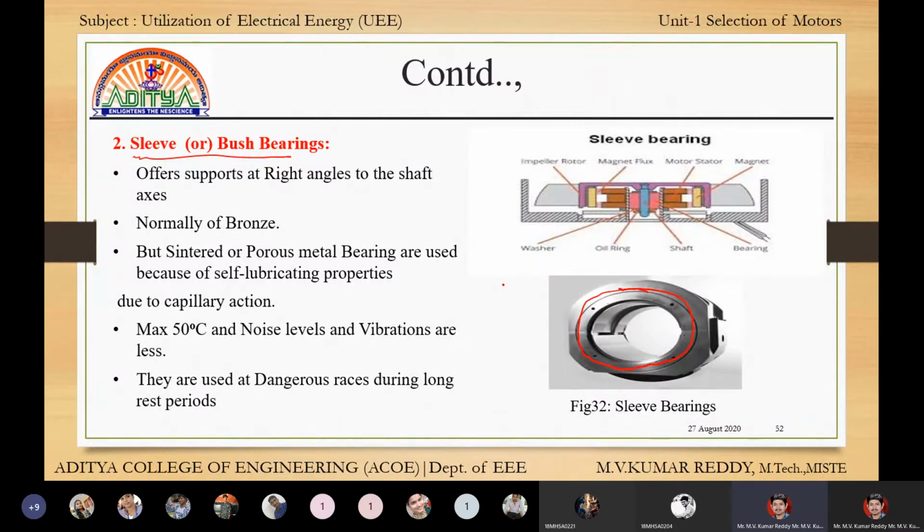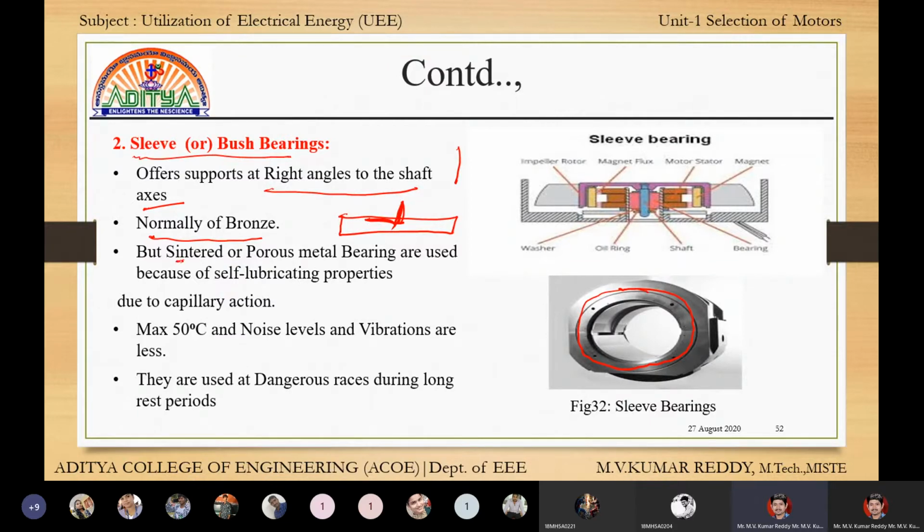Sleeve type, and normally it is of bronze. It is supported at right angles to the shaft axis. That means if this is the shaft, it can be connected in this direction. Previously it was in the vertical direction, but it is connected in a right angle direction.